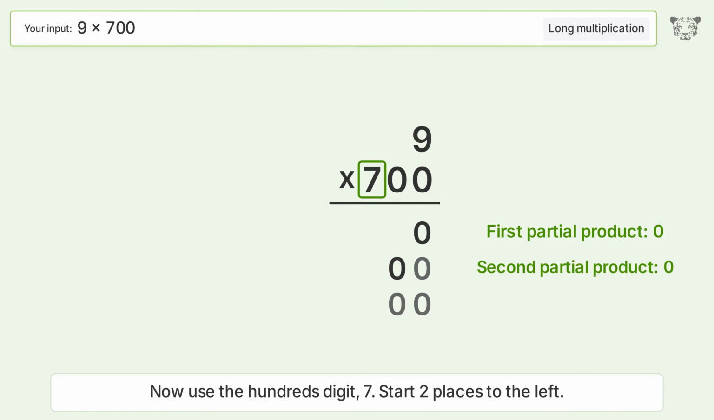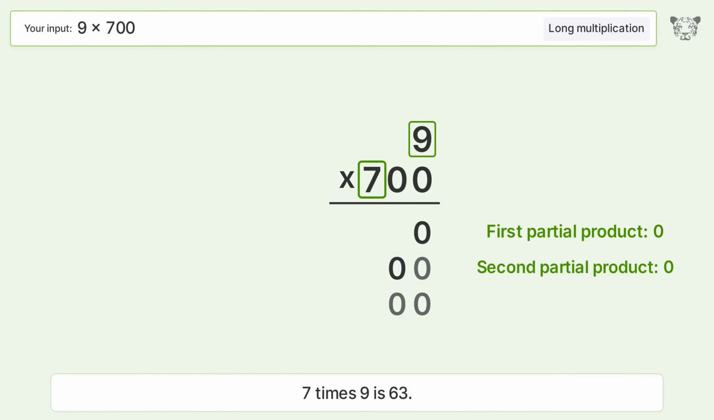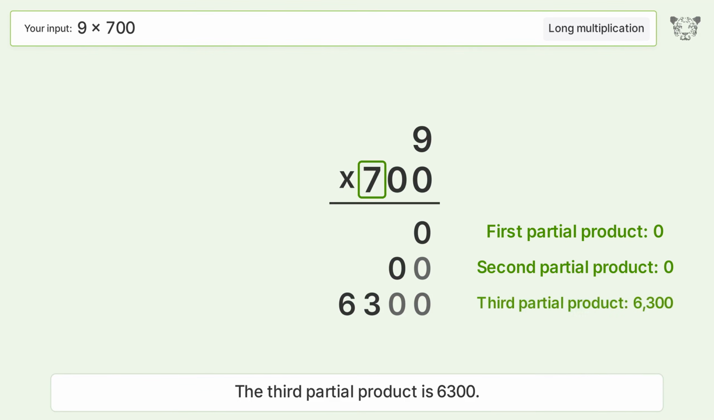Now use the hundreds digit, 7. Start two places to the left. 7 times 9 is 63. The third partial product is 6,300.